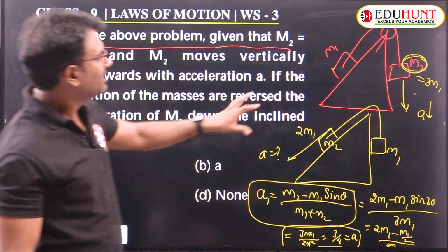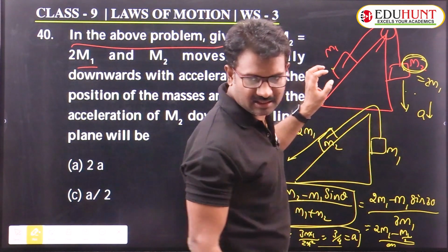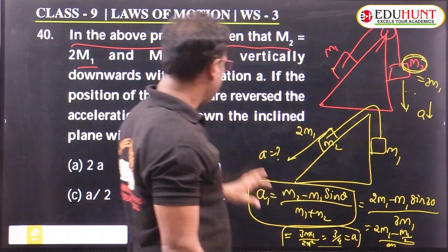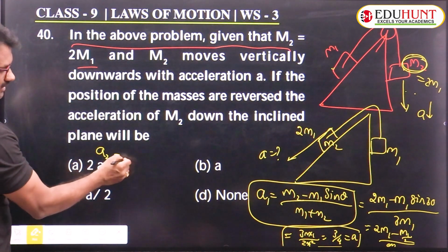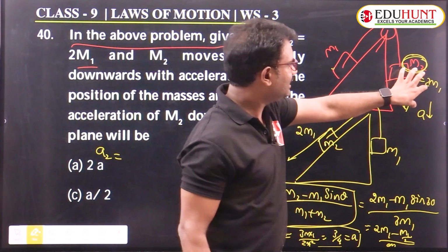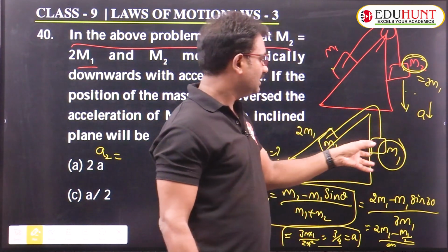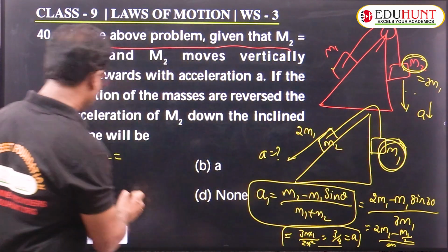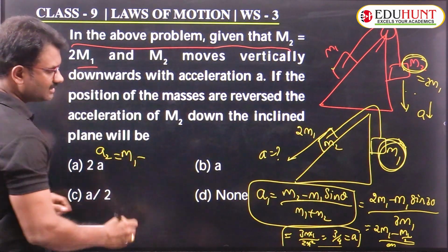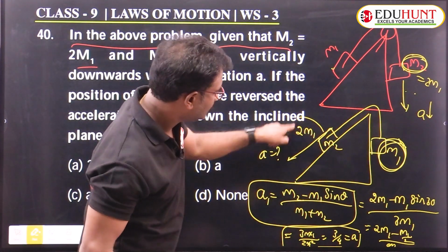Now what happened? The masses are reversed. This mass is kept here and this mass is kept here. Now what is the acceleration he is asking? So I will call this A2 is equal to M2, whatever is here will be our M2. So here it is M1 in place of M2. That's why I am going to write M1 minus what is here. Whatever it is here, that is called M1, which is nothing but 2M1.